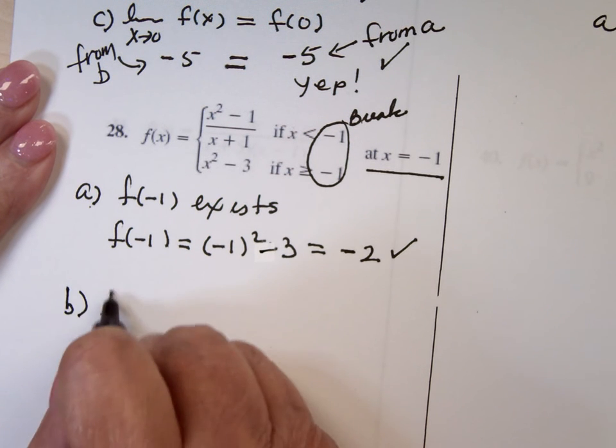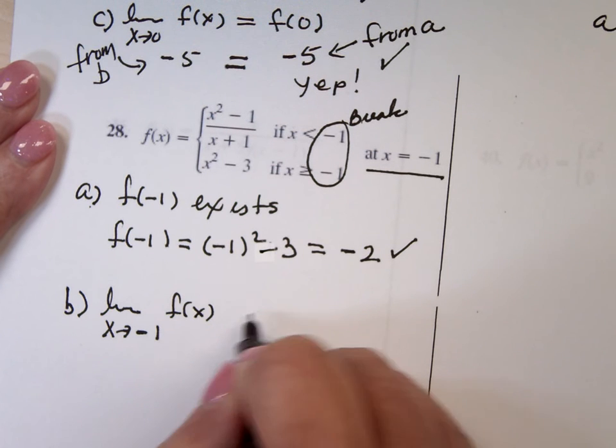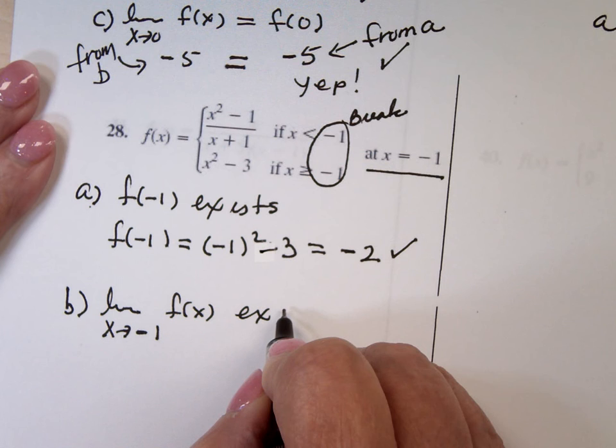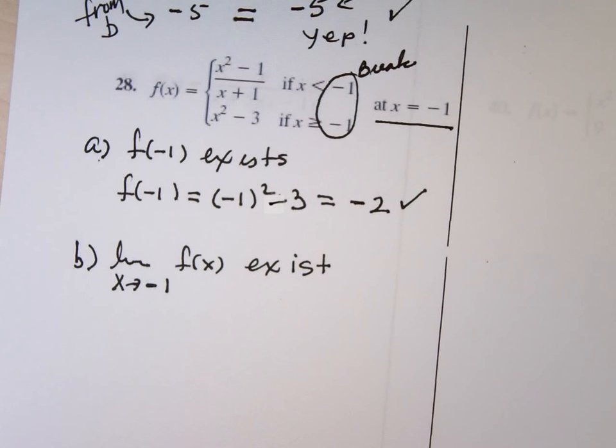B. Does the limit as x approaches -1 of f of x exist? Here I have a problem. What am I going to have to do? Since -1 is a break point, I'm going to have to go both sides, right? I'm going to have to come from the left of -1 and from the right of -1. Because to the right of -1, I've got one function, and from the left of -1, I've got another function. The question is, do they connect up? They could.